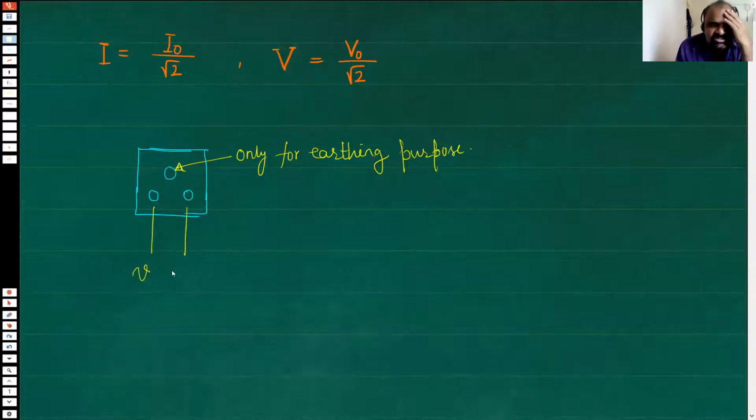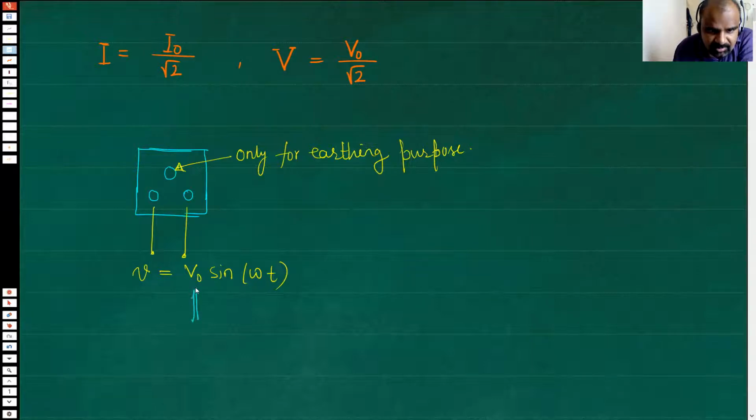Okay, so this instantaneous voltage between these two terminals, as you know, is V naught sine of omega t plus phi, which may be there. Now for a normal household voltage, how much is this voltage? This peak voltage is how much? Does anybody know?